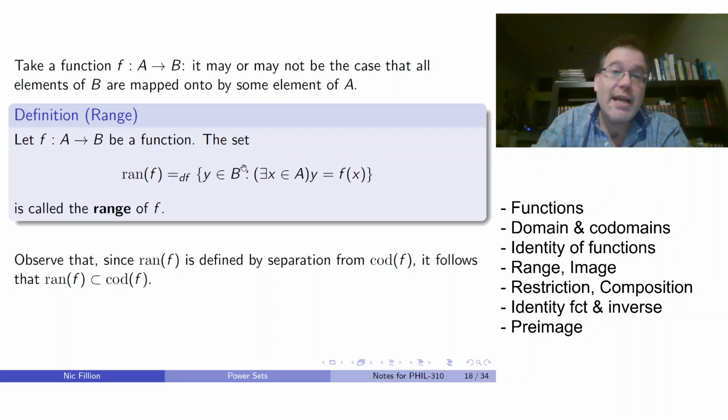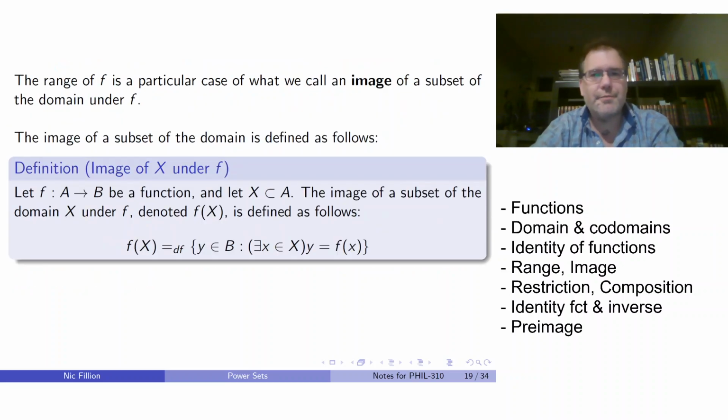Now notice that B is the codomain of that function here. So really the range is defined by applying the axiom of separation to the codomain. And as a result, of course, the range is going to be a subset of the codomain. It's a trivial observation, but it doesn't hurt to just mention it.